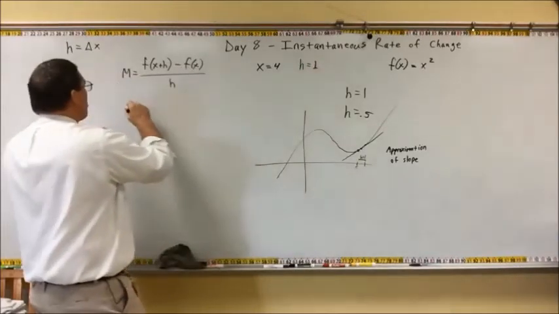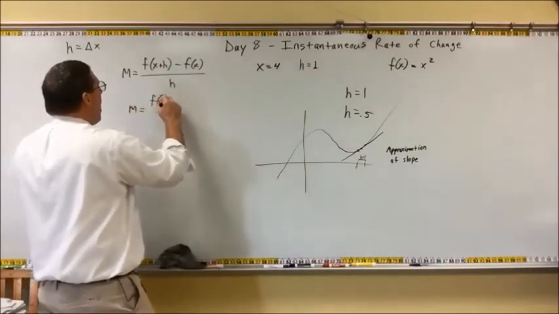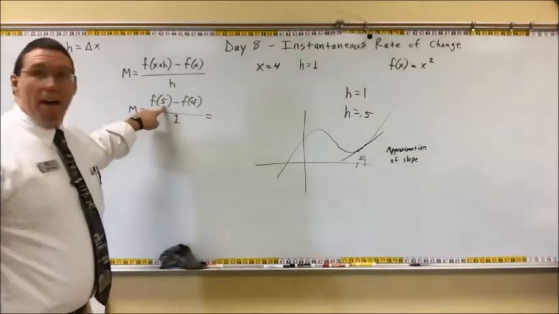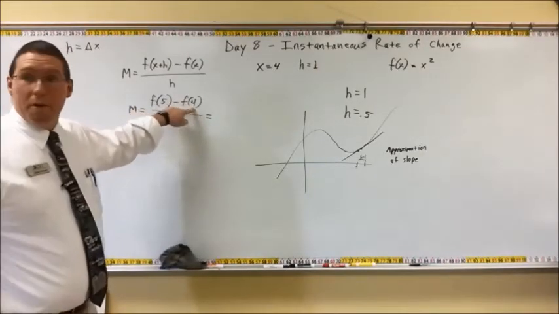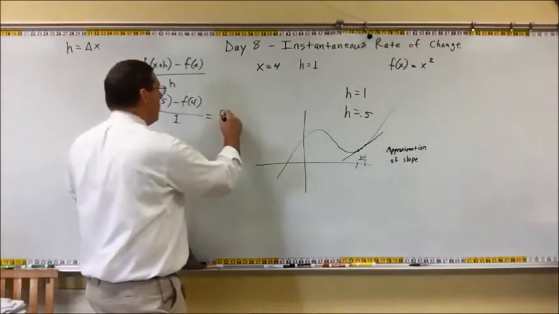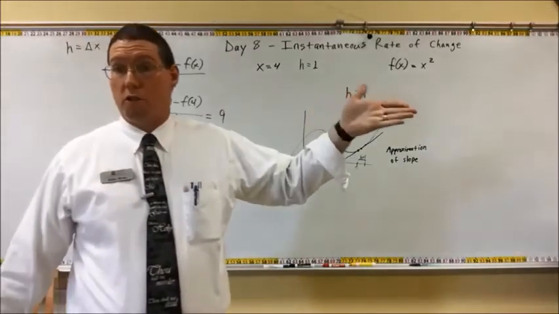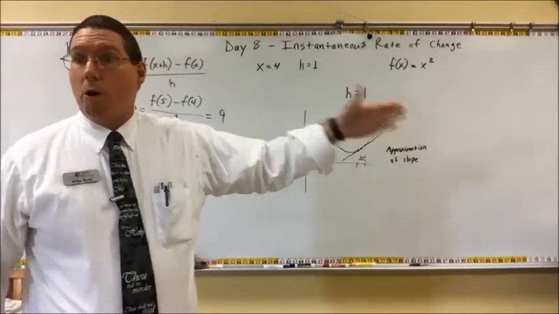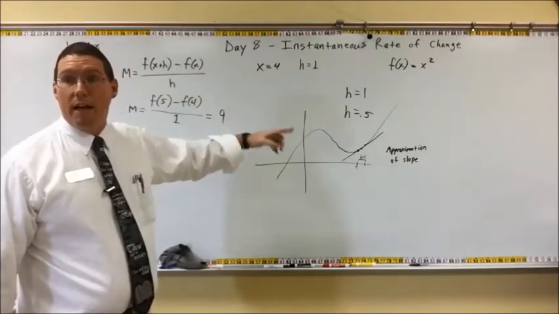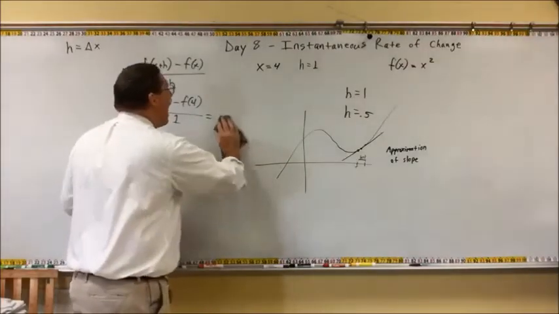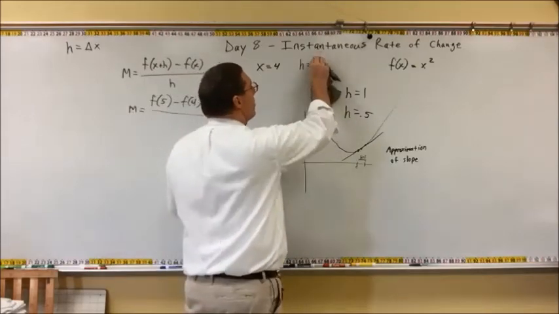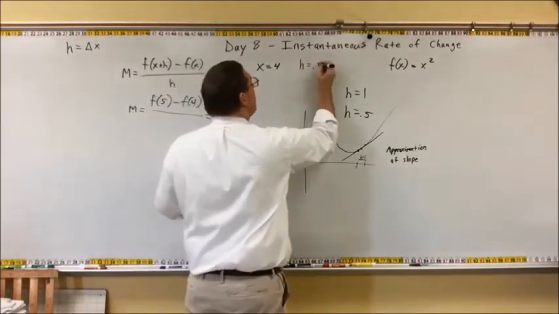And so now our slope is going to be f of 5 minus f of 4 over 1. 5 squared is 25. 4 squared is 16. 25 minus 16 is 9. 9 divided by 1 is 9. So before, the slope we had was 11, right? Now our slope is 9. 9 is a better approximation of the slope at 4 than 11 was. So now, look, I want a better approximation. So what do I do to my delta x? Make it smaller. Let's make it 0.5.